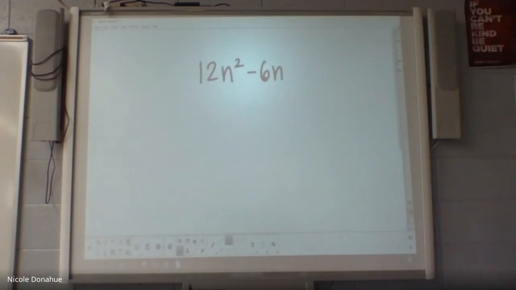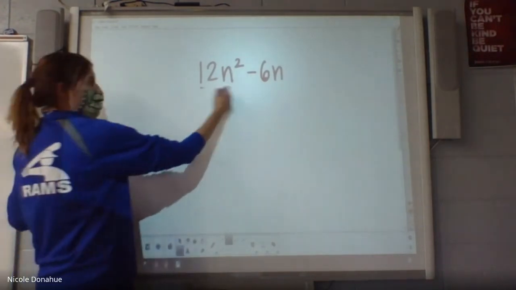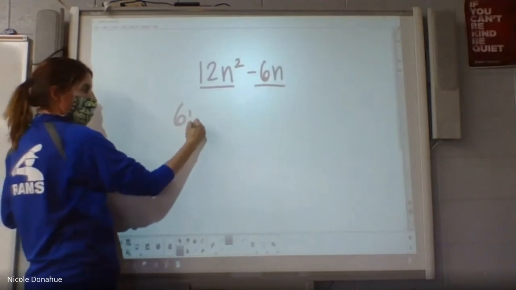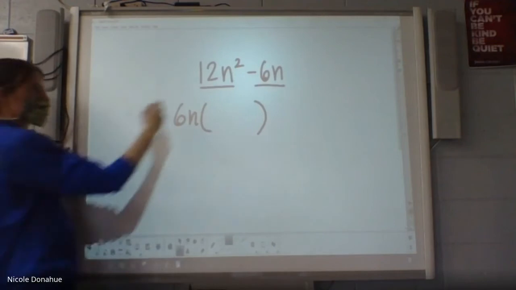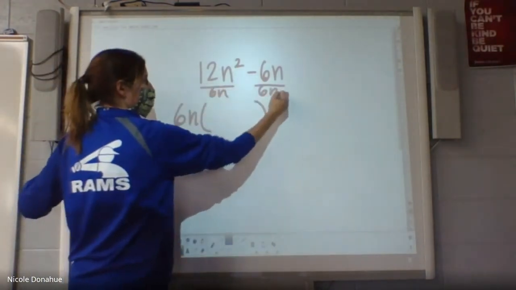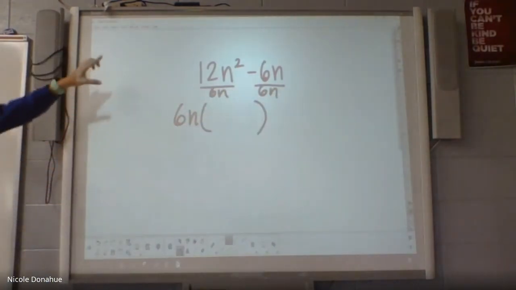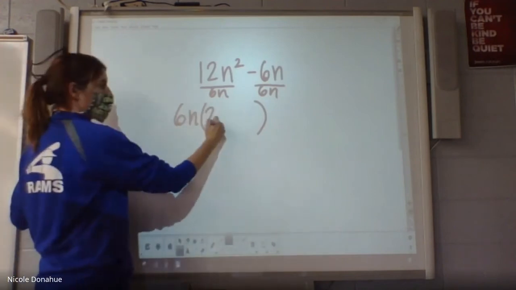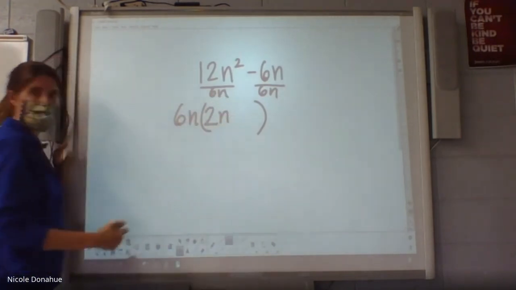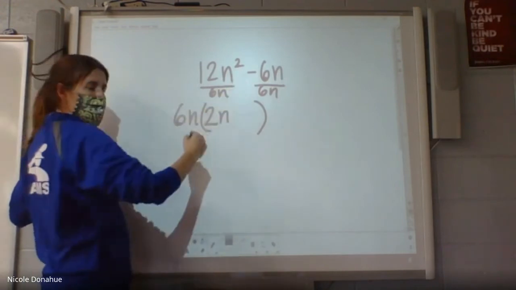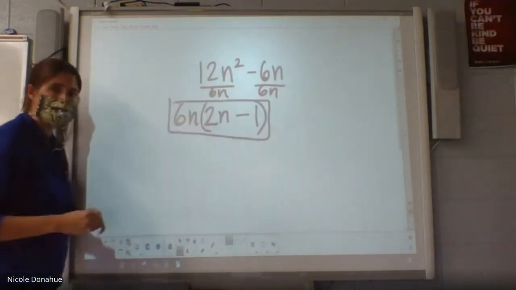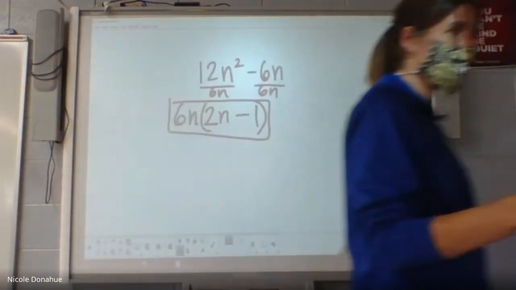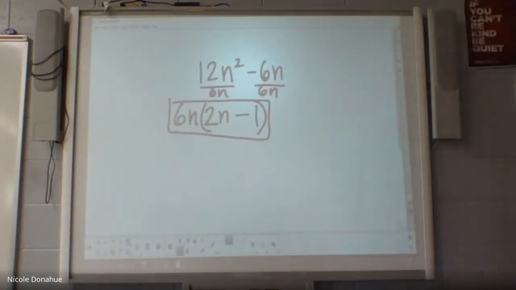Not quite. 6 times 6 is 36, not 12. So out of these two, I can take out a 6n. So I'm going to divide a 6n out of both of these. 12 divided by 6 is 2. N squared divided by n is just n. 6n divided by 6n is 1, and I'm just going to do subtraction there. Okay? Are we feeling okay, or do we need to do one more?